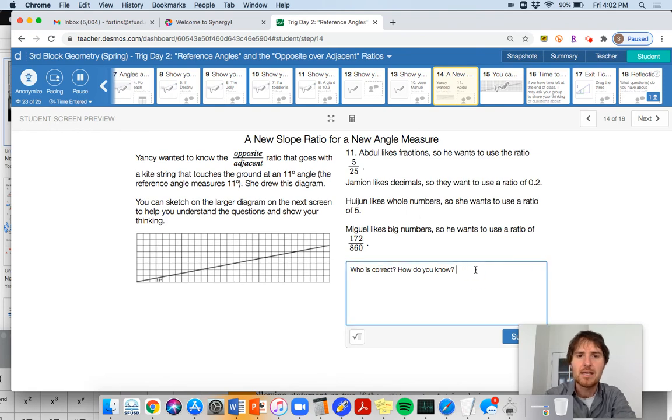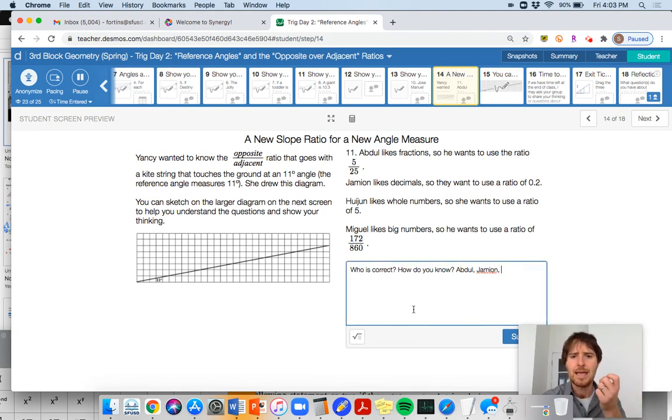So who's correct? Abdul is correct. Hamyon is correct too, because 0.2 is equivalent to 1/5, right? That's just the decimal form of the fraction 1/5. And finally, Hygen's not right here because we're talking opposite over adjacent ratio. That's something different. Hygen does adjacent over opposite here, it sounds like. So we're not talking 25 over 5, or we're not talking 5 over 1, right? Just 5. So Hygen is incorrect.